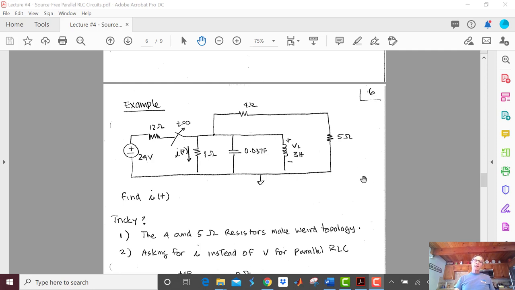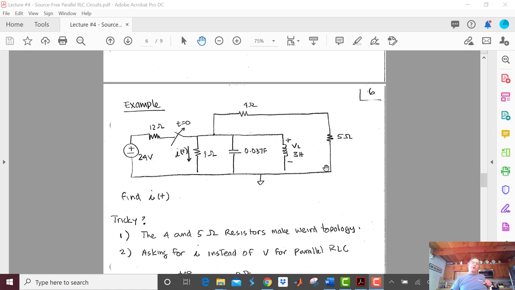So, in this example, we want to find i(t). Better be able to find it up here. There it is, i(t). And let's see, is this a source-free circuit? Forget about whether it's series or parallel. Is it source-free? Yeah, because at t equals 0, I open that switch, and there is no source in here, is there?